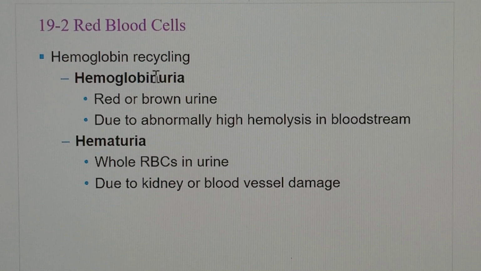Hemoglobin recycling, we've got a term, hemoglobinuria, the red or brown urine due to abnormally high hemolysis in the bloodstream. Hematuria, whole red blood cells in the urine due to kidney or blood vessel damage.